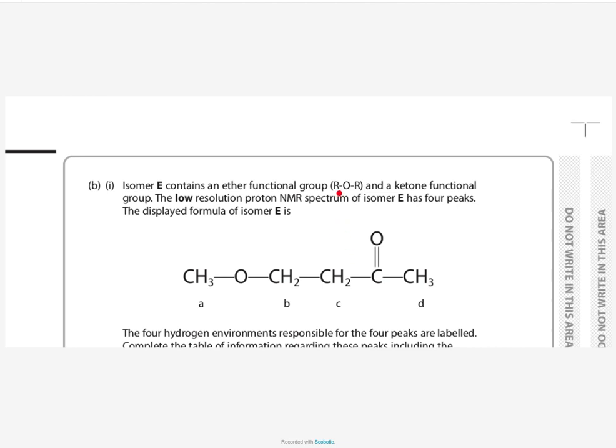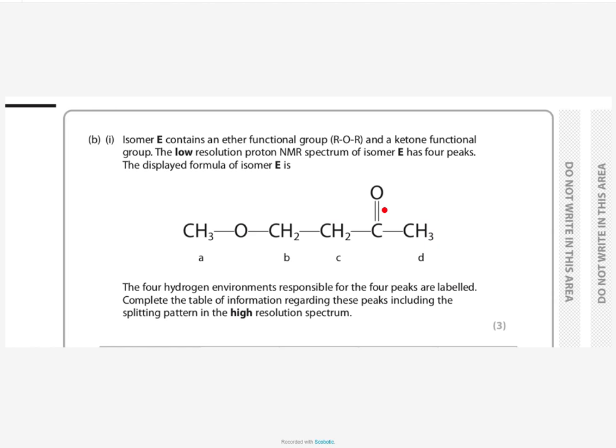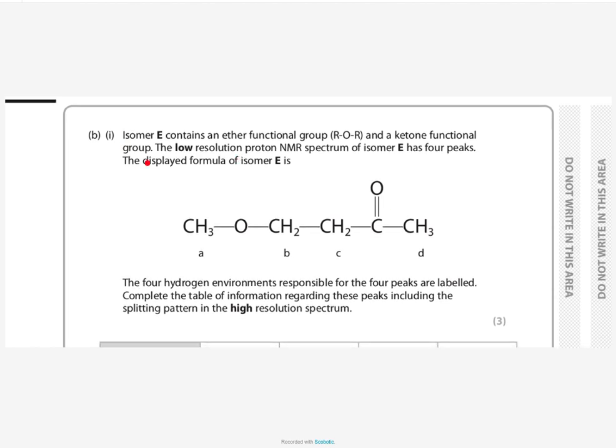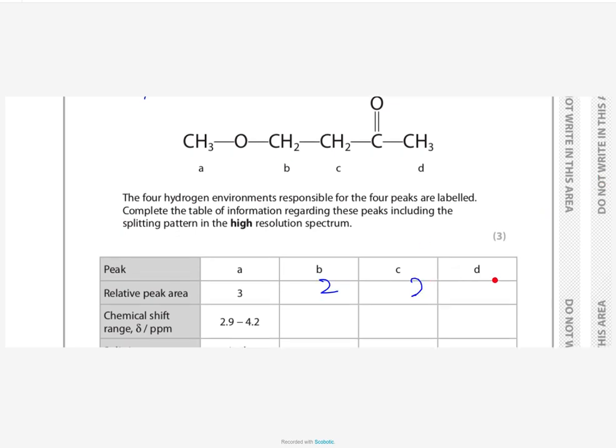Isomer E contains an ether functional group, ROR, and a ketone functional group. This is ether, this is ketone. The low resolution proton NMR spectrum of E has four peaks. The structural formula of isomer E is what? It's not displayed formula, it's structural formula. There's an error there. The four hydrogen environments responsible for the four peaks are labeled. Complete the table of information regarding these peaks, including the splitting. A is 3, B is 2, C is 2, the number of hydrogens is the area.